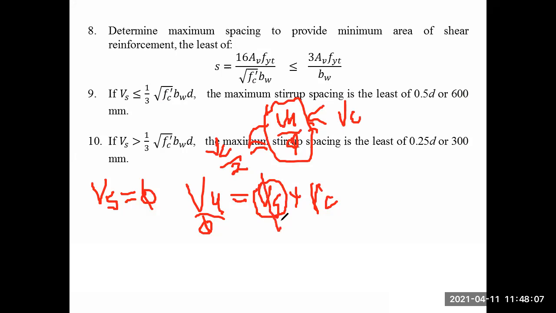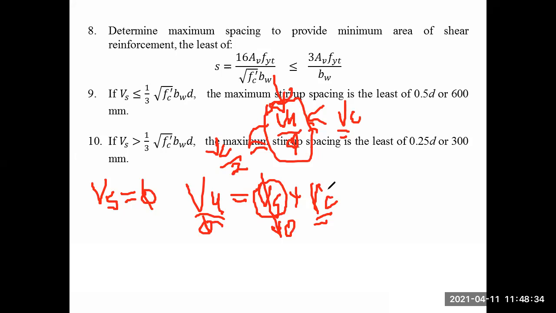So VS, in fact, if it is equal to VC, is 0, right? If phi VU is equal to VC, so if these two are equal, VS is 0. You don't need to design for it. If the shear force from the load is equal to the strength of the concrete, then you don't need to design. At this point, you don't need to design.